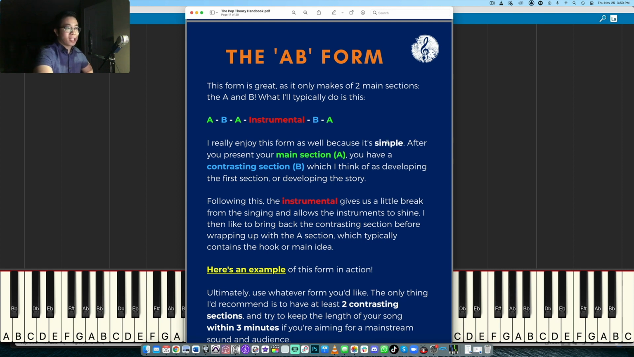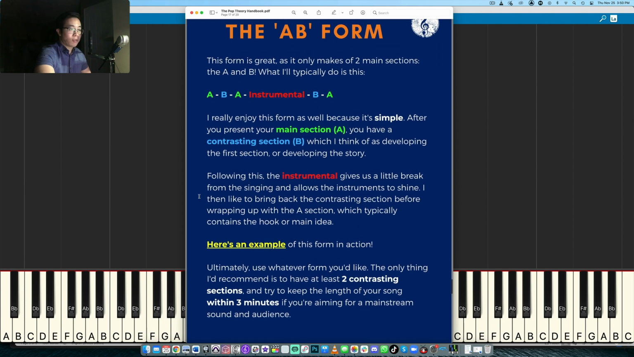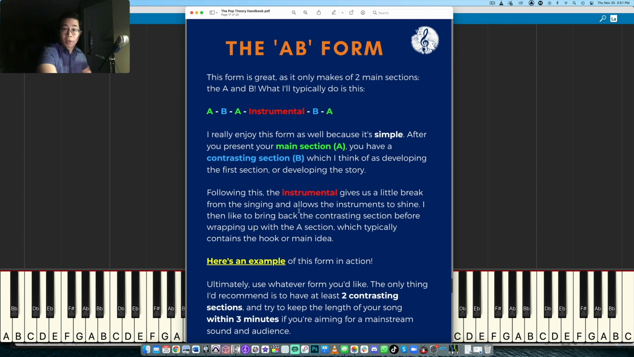So again, I'm saying it's pretty simple. So after you present your main section, you have a contrasting section, which I think of as developing the first section or developing the story a little bit more. Then the instrumental gives us a little break from the singing and allows the instruments to shine. I then like to bring back the contrasting section before wrapping it up with the A section, which again typically contains the hook or the main idea, hence being the A section, which is the most important. And the song that I've used as an example is my song Get Out, if you're interested. It's a big band song and it uses this form here.